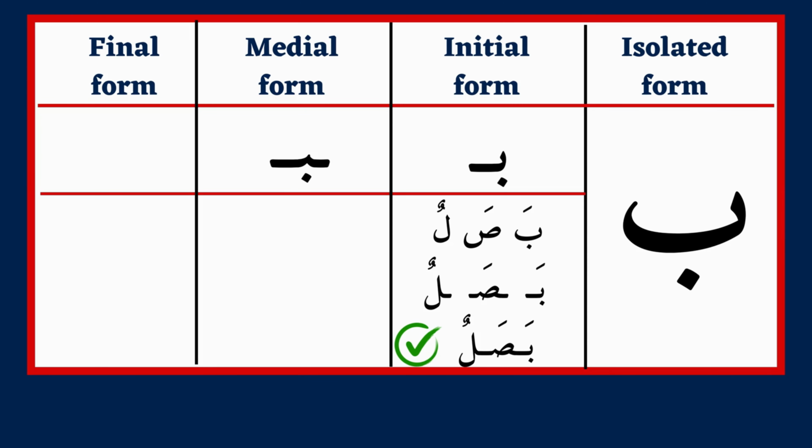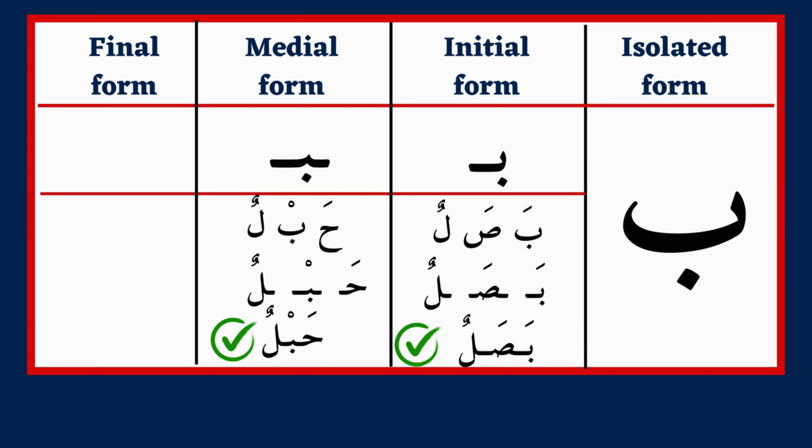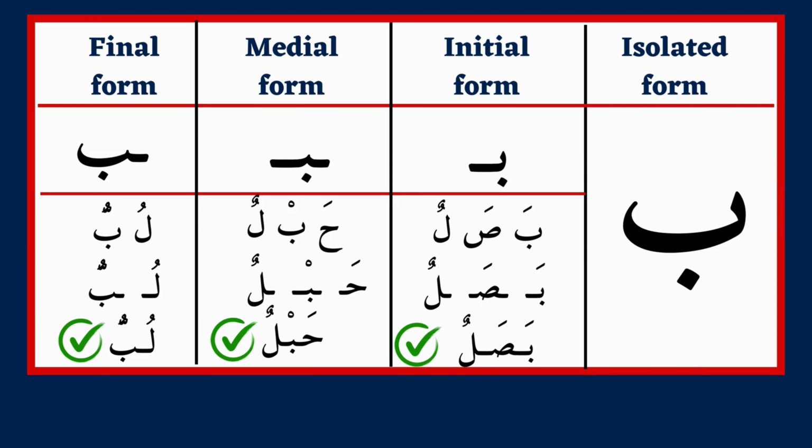Ba in the middle of a word. In the middle of a word, Ba is written as shown, leaving it open to accept another letter on both sides. This is exactly how it is written in the middle of a word. Ba at the end of a word. When Ba closes a word, it is written as shown, signifying the end of the word, just as we write it in this word.